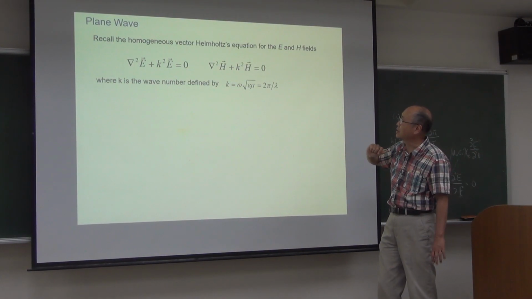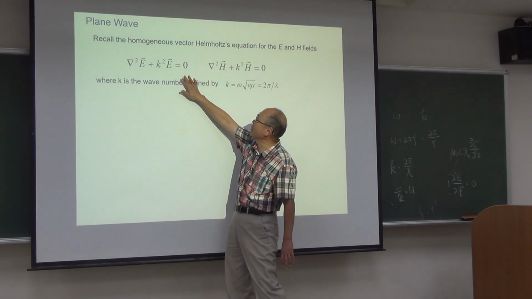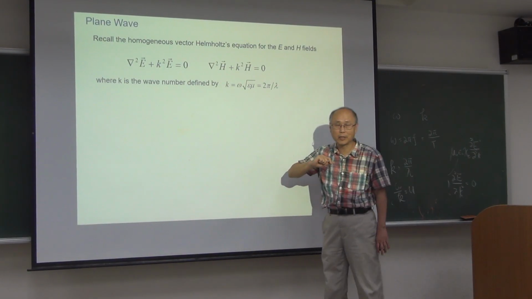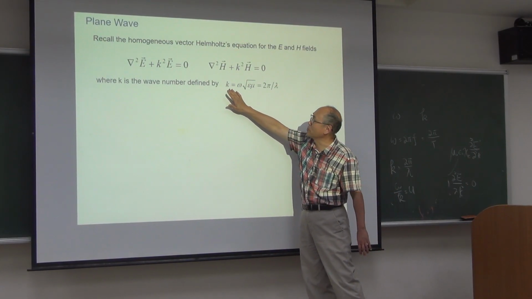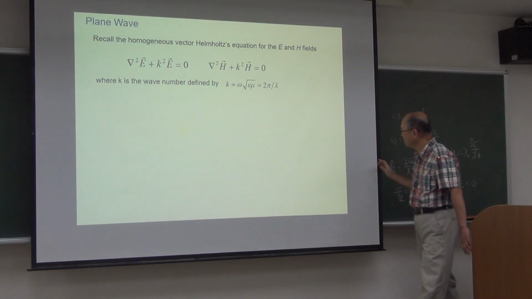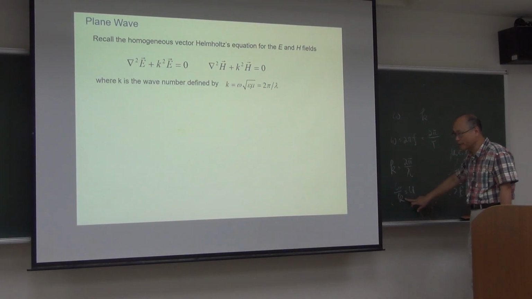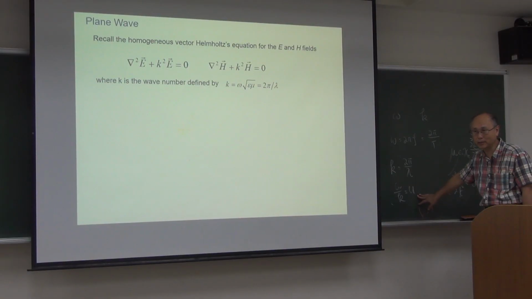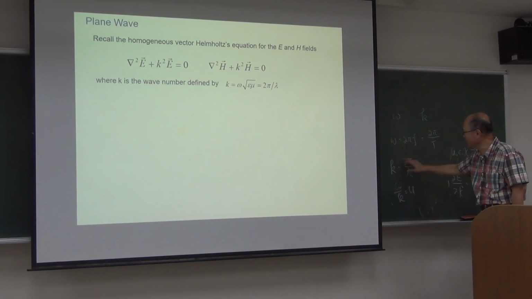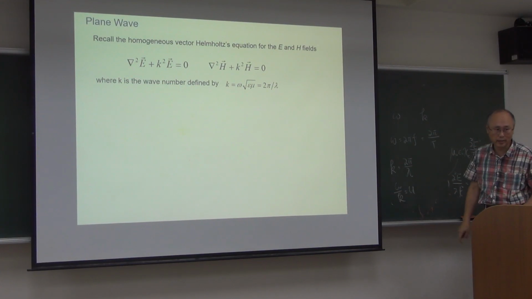So this is the Helmholtz equation for the electric field, the Helmholtz equation for the magnetic field, and then there's the relationship between k and omega. That is, the ratio of omega over k is the speed of light, and this k is 2 pi over lambda.